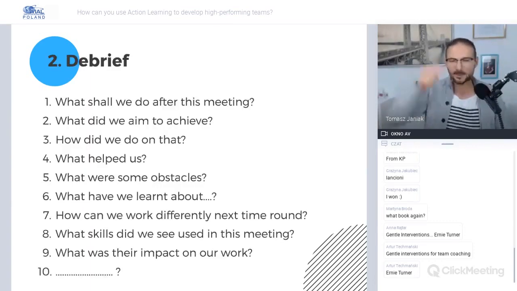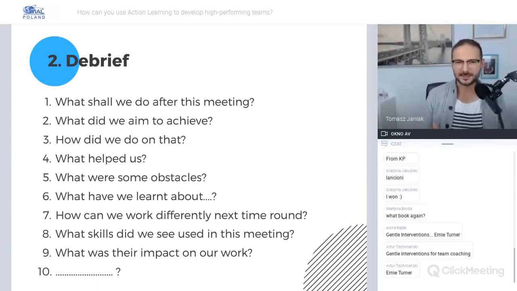Tool number two, the brief. Tool number two is the brief. Something that every trainer will probably do at the end of an exercise, right? We talk about what happened. We draw conclusions from what we did, how we did on that. However, in action learning, this is one of the crucial parts. And in action learning, we make it a bit longer, a bit more specific, a bit more detailed, okay?